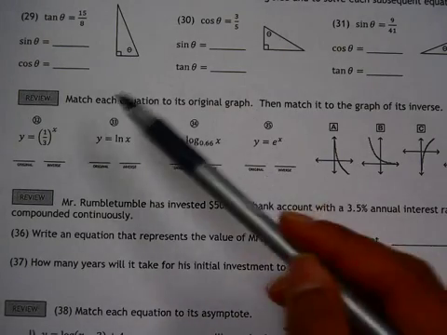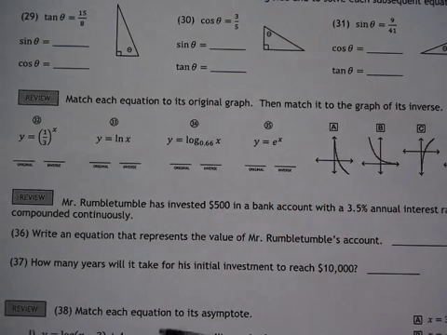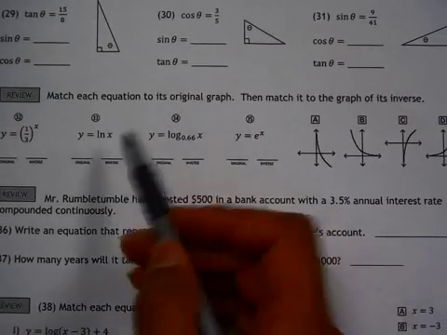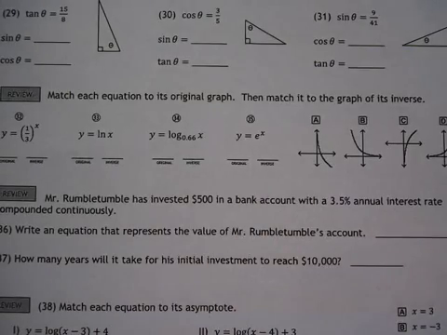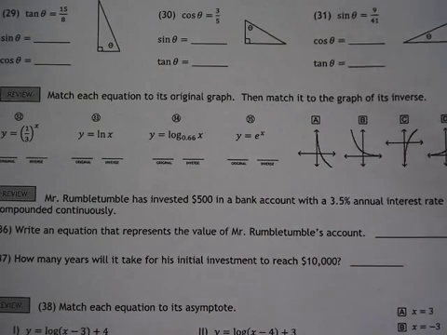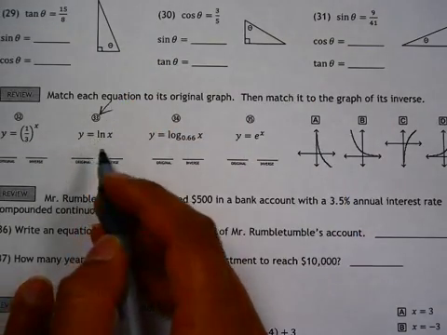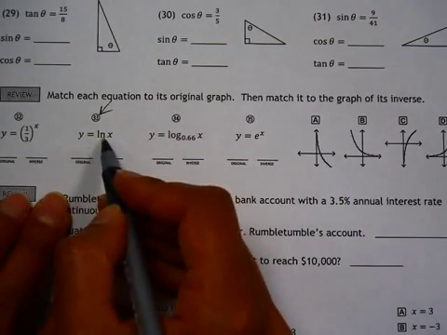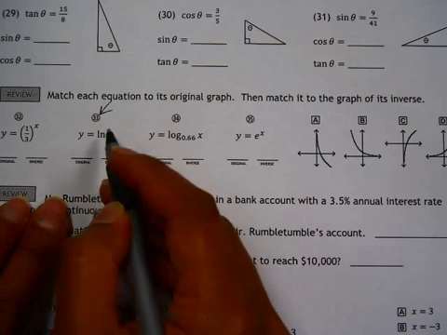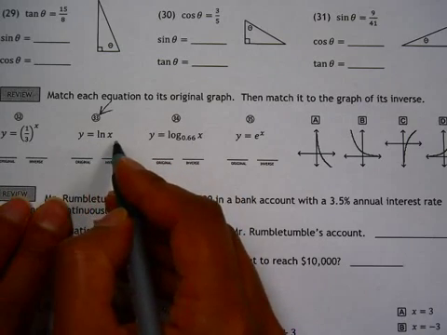We're going to look at 32 through 38 here, which are all exponentials and logs. So in this first section, we're matching the equation to its original graph and to its inverse graph. I'm going to specifically look at 33 first. Y equals natural log of x. This is a log with a base of e.